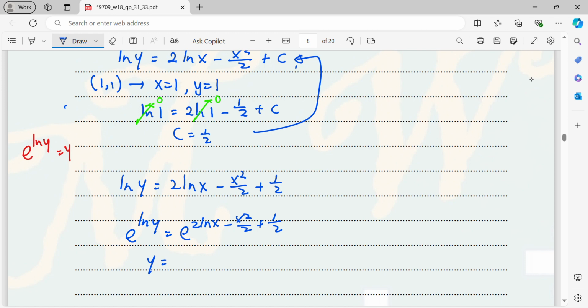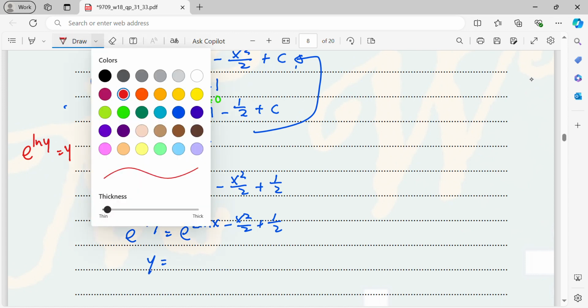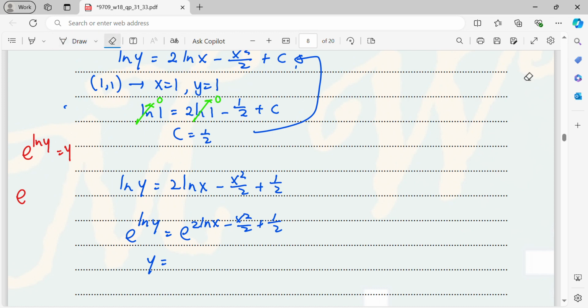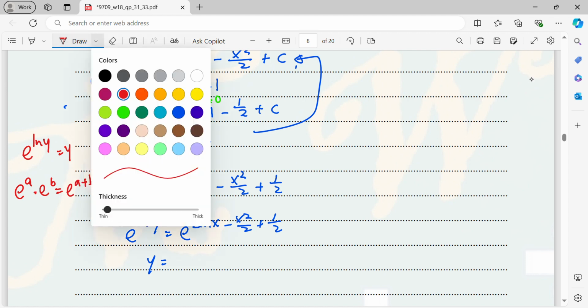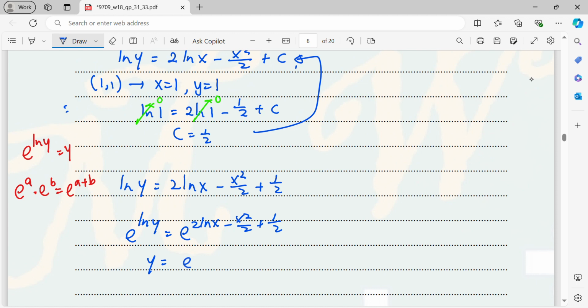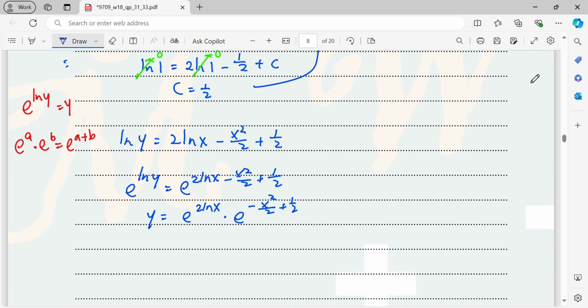So when I need to split, I have to apply another formula, which is e^A times e^B equals e^(A+B). Okay, this is how I split it. So now here I will get e^(2 ln x) times e^(negative x squared over 2 plus half). Okay, I can assume it is the summation of the powers now.